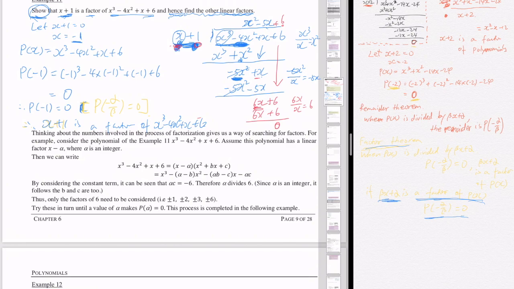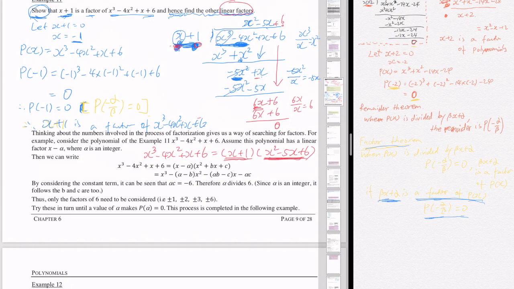Therefore I can write x cubed minus 4x squared plus x plus 6 equal to my divisor times the quotient: x plus 1 times x squared minus 4x plus 6. You are not finished with this question yet, because we are asking you to find the linear factor. So x plus 1 is linear, but this one is quadratic, not linear yet. So you need to factorize your quadratic x squared minus 5x plus 6.